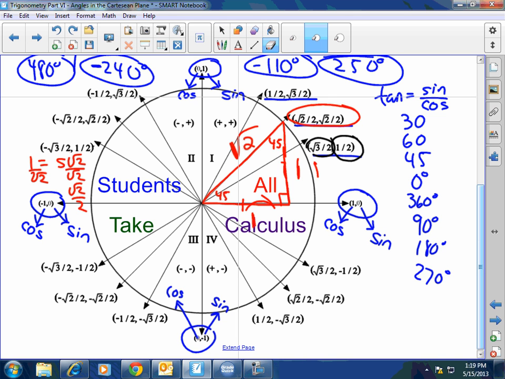I'm going to erase all of this for a second, clean it up a little bit, okay? Is that cool?